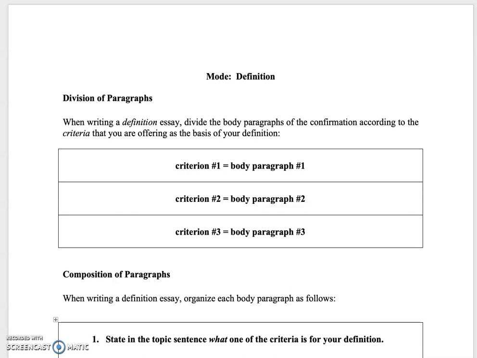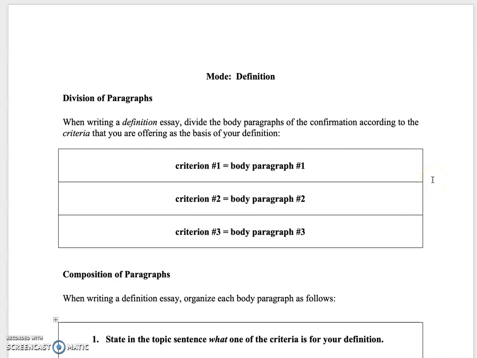In this video, we're going to look at how to write the body paragraphs for a definition essay. So this is the organizational mode for definition in the body paragraphs. You can see the basic division of the paragraphs here in this chart.